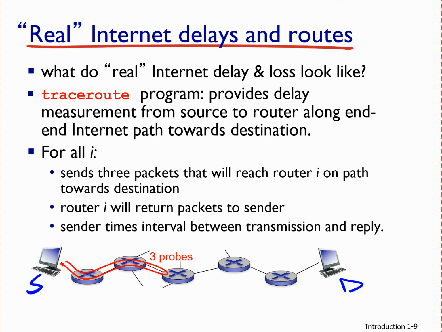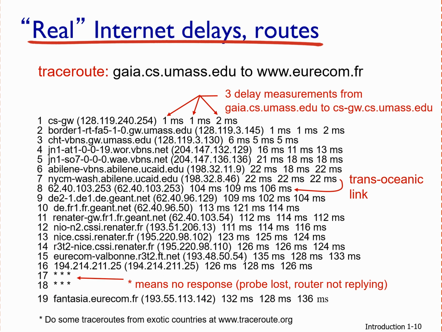The program will send 3 packets that will reach a router, and then the router will send that information back to the sender. The sender will measure the time between sending the first packet and receiving a response, and that will inform the source about the delay of the packets. This is an example of a traceroute between a source node and a destination node.